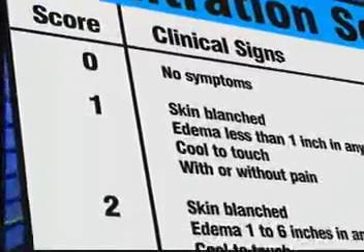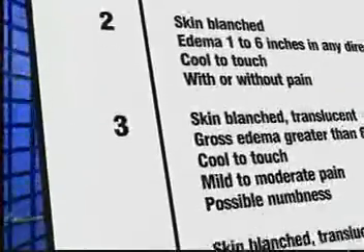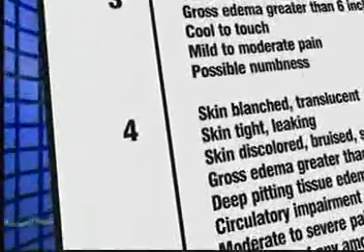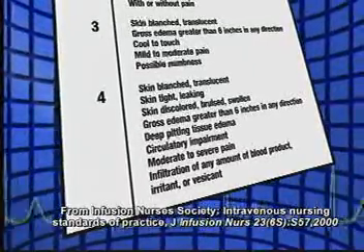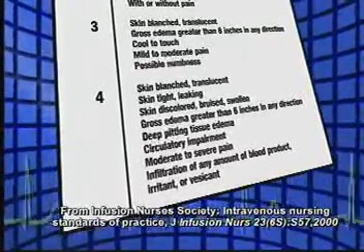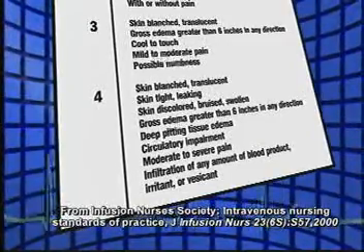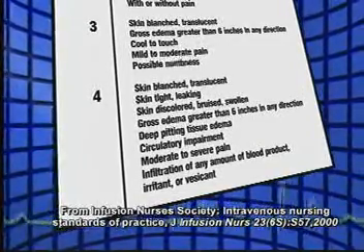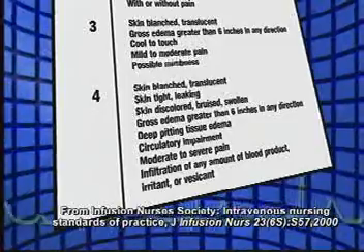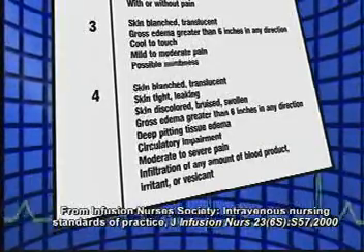0 represents no problems. A score of 4 is given when there are signs such as blanched or translucent skin, edema greater than 6 inches in any direction, deep pitting edema, moderate to severe pain, or infiltration of any amount of blood product, irritant, or vesicant.